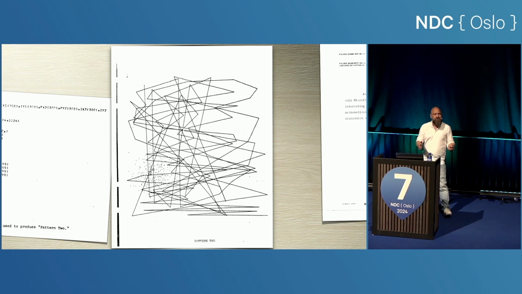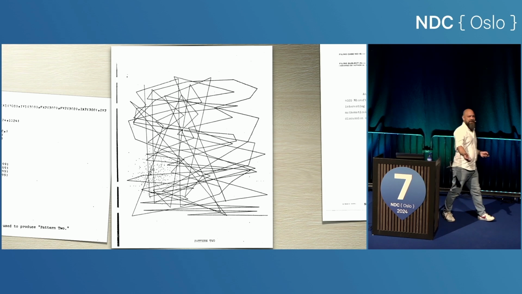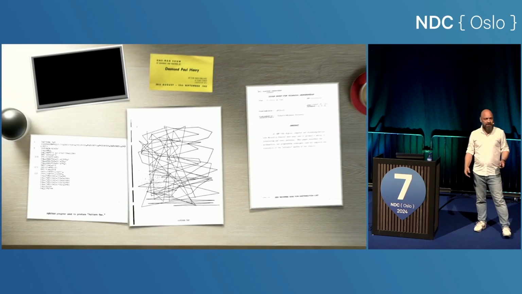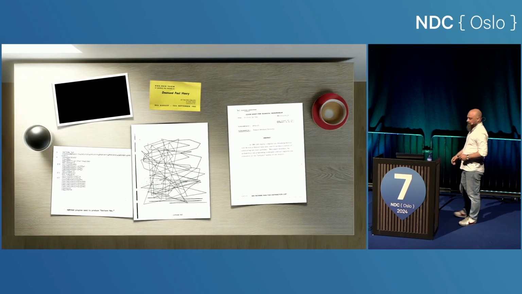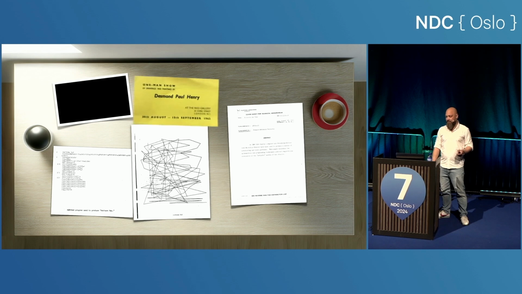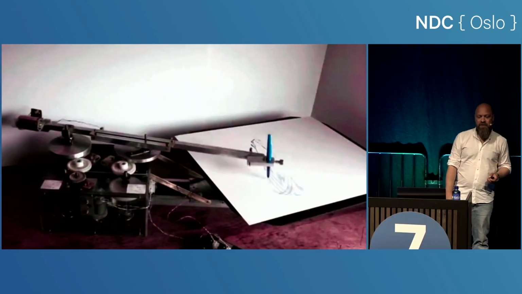And he showed this to his colleagues at Bell Labs, and his colleague Evelyn Berezin said that, you know what, Michael, what you have created here is computer art, and hence the term was there. She coined the word. But she was not really the first person to do this. There was a Brit, Desmond Paul Henry.